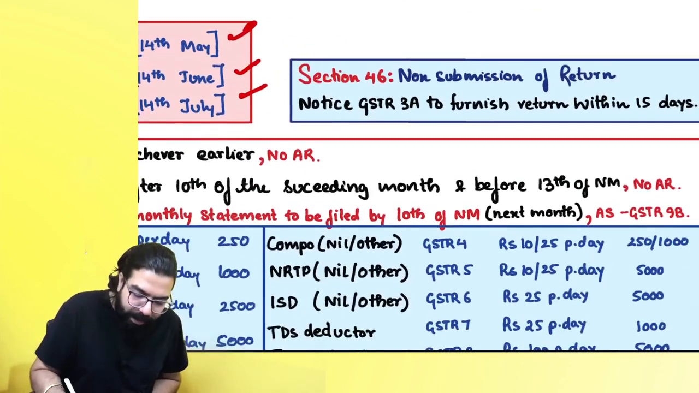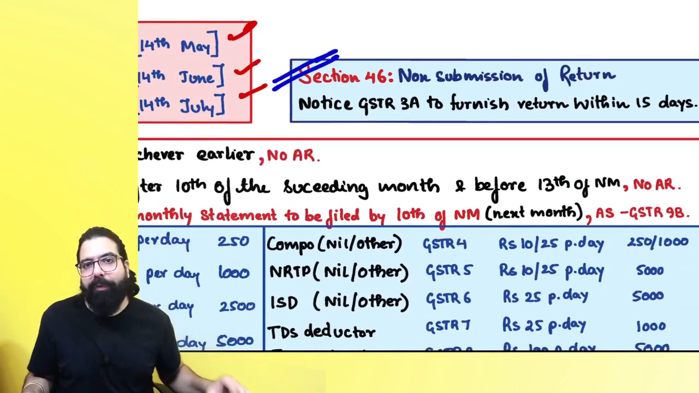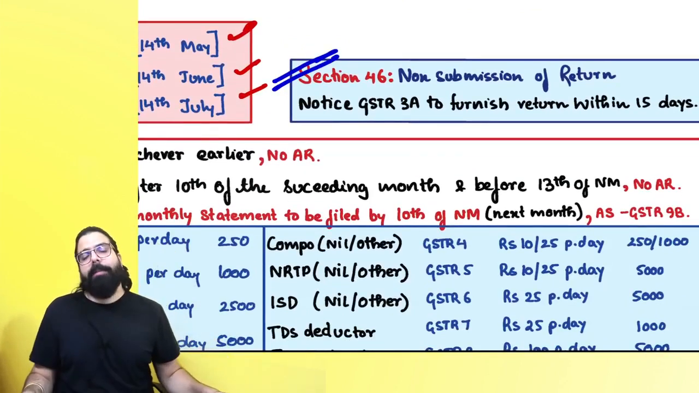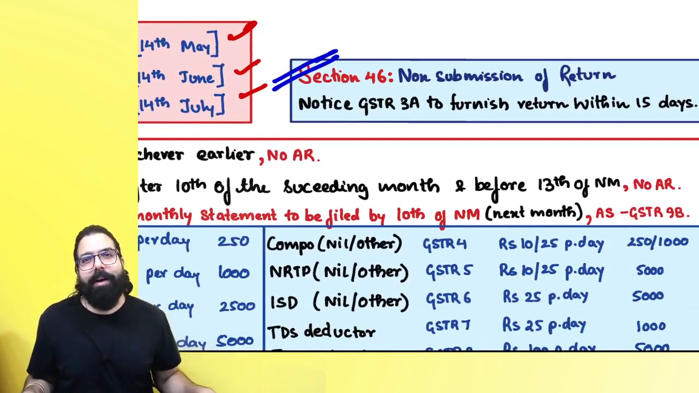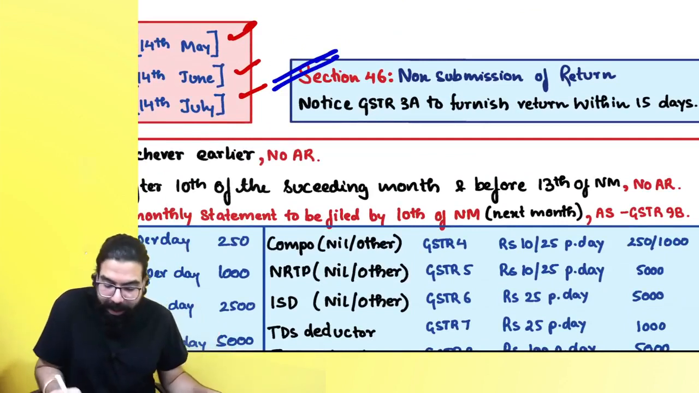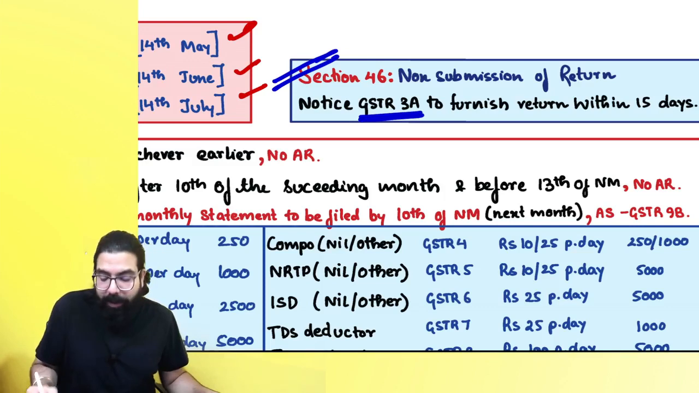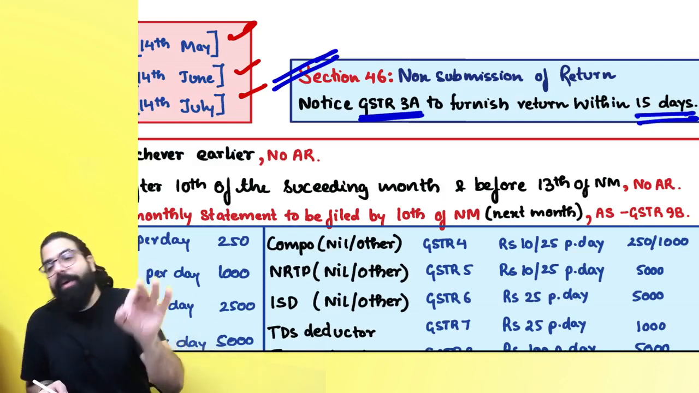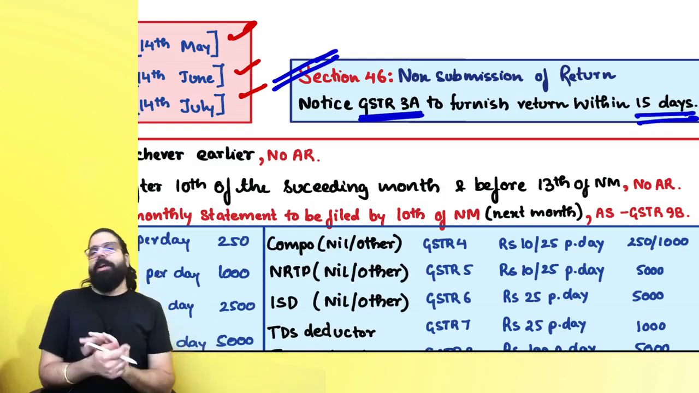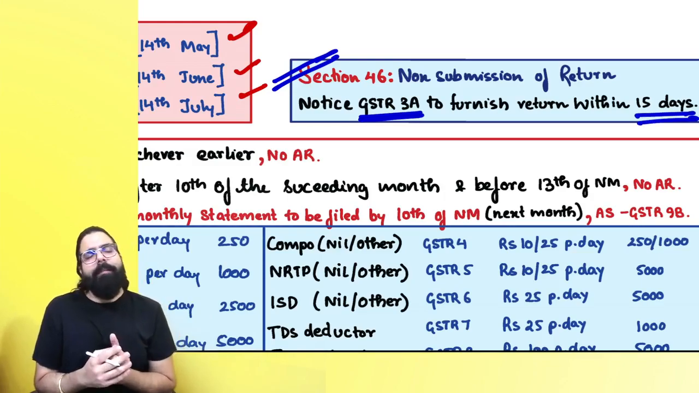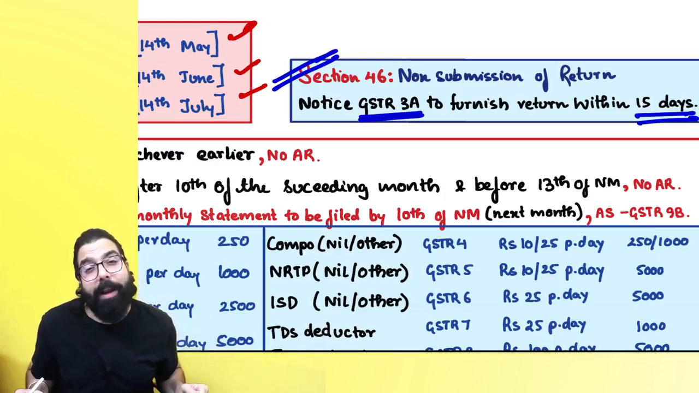The next one over here is if you don't go ahead and file your return, then Baba, you will get one love letter. GSTR 3A ka letter will come and it will tell you please file your return within 15 days, and if you don't file your return within 15 days, then sir, then best judgment assessment will be done.